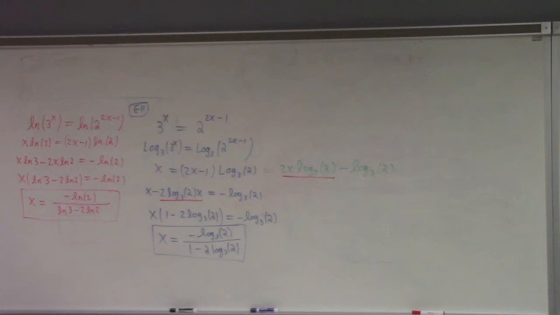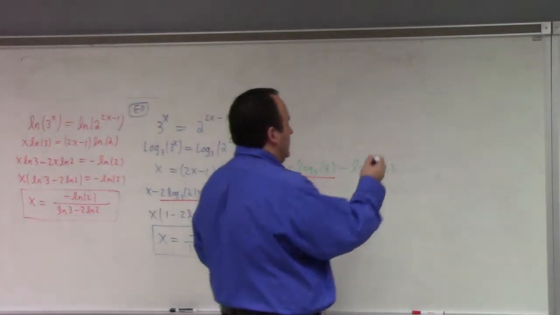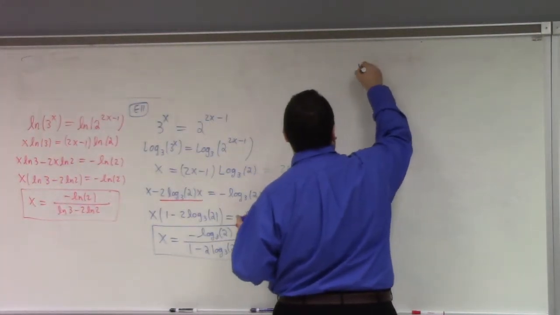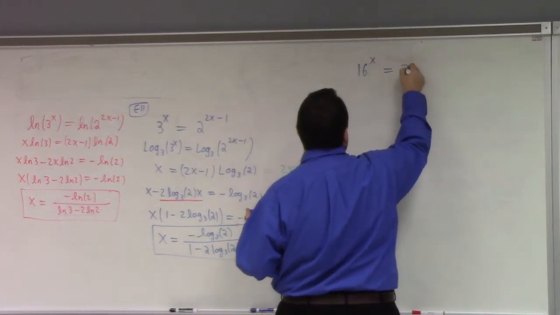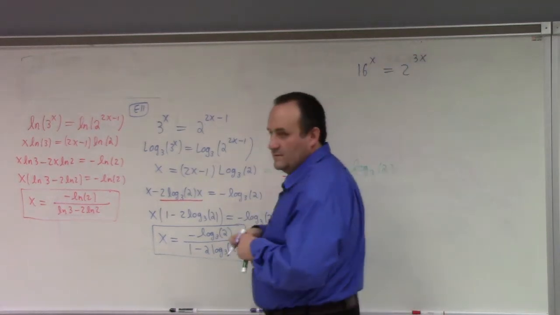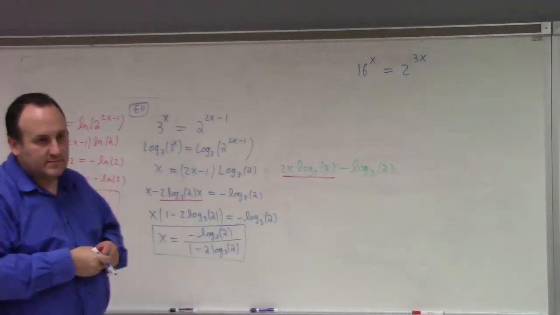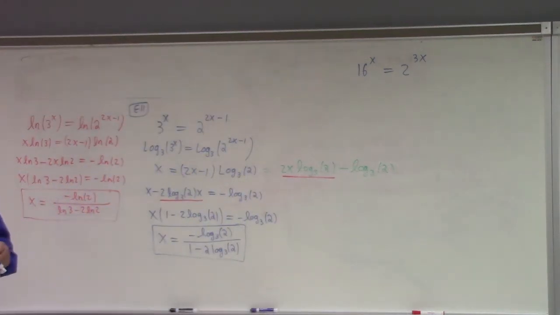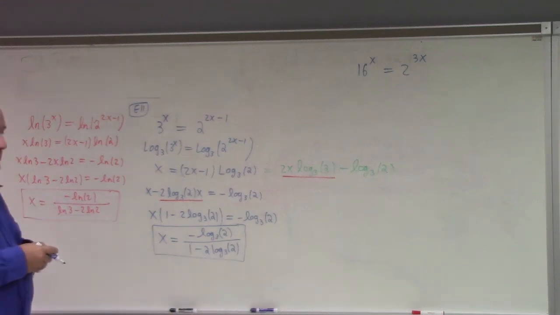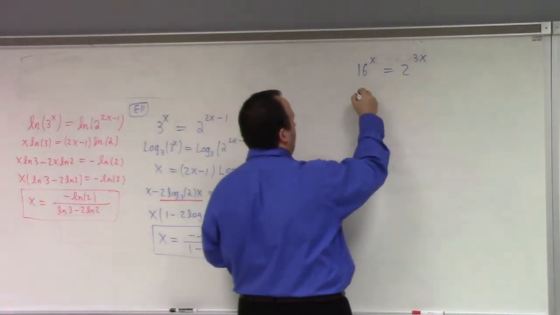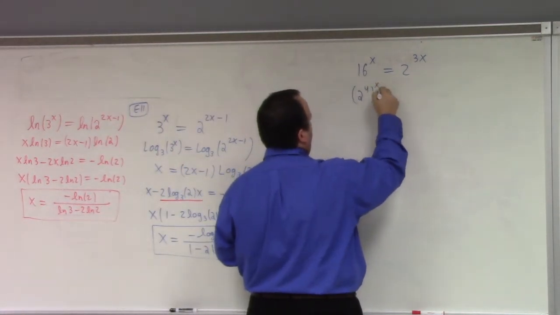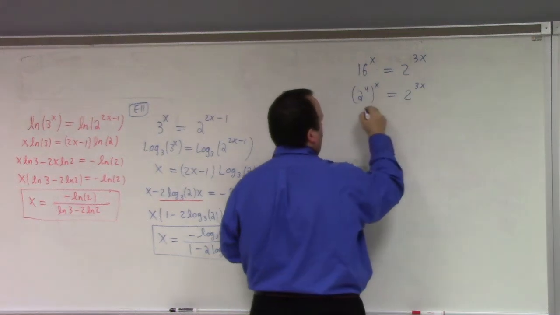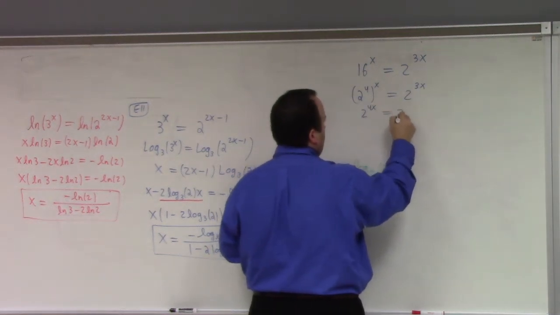So like your question of which log do you use? On problems like this, it doesn't matter. There are other problems where the log you use is basically governed by the base that you're looking at. Like if I've got 16 to the x equals 2 to the 3x, something like that, first of all, I need to see 16 as what? As a power of 2, right? So 16 is 2 to the 4. So I've got 2 to the 4x equals 2 to the 3x.